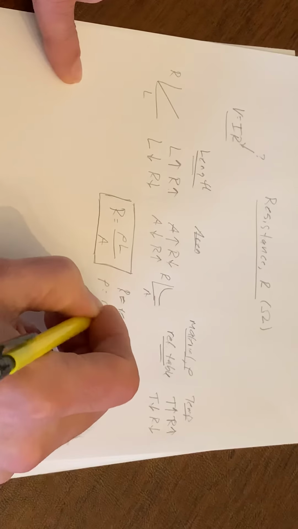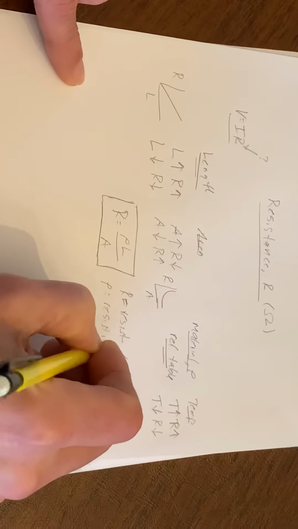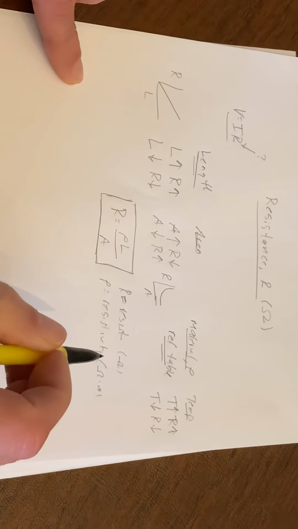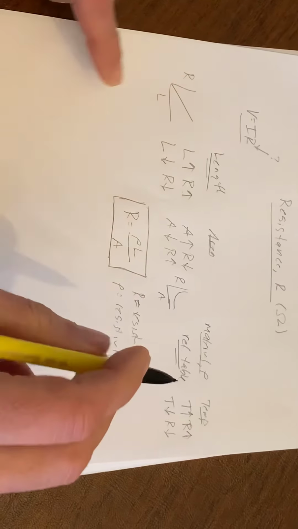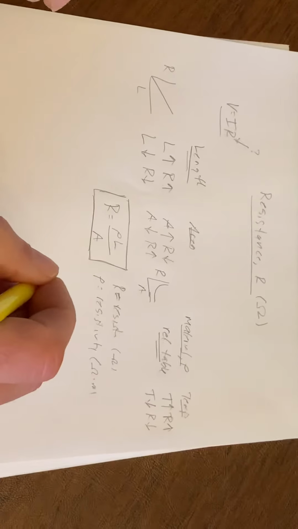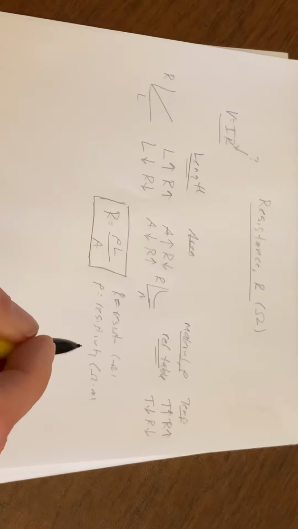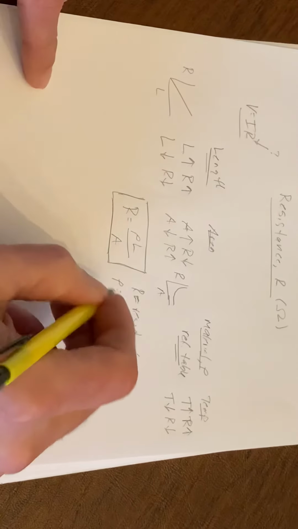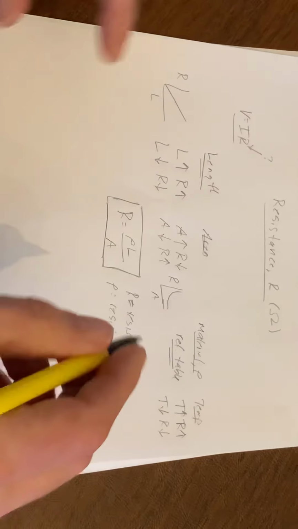Rho, this is my resistivity, right? This is going to be in ohms per meter. Resistivity and resistance is not the same thing. Resistivity is just a property of the material, okay? Like I said, some materials are better resistors than others, right? Which means lower resistance is what I meant by that.